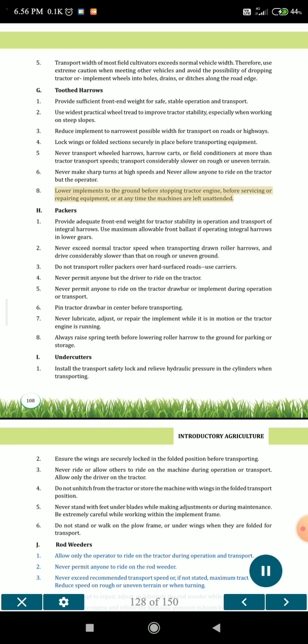8. Lower implements to the ground before stopping tractor engine, before servicing or repairing equipment, or at any time the machines are left unattended. H. Packers. 1. Provide adequate front-end weight for tractor stability in operation and transport of integral harrows. Use maximum allowable front ballast if operating integral harrows in lower gears.